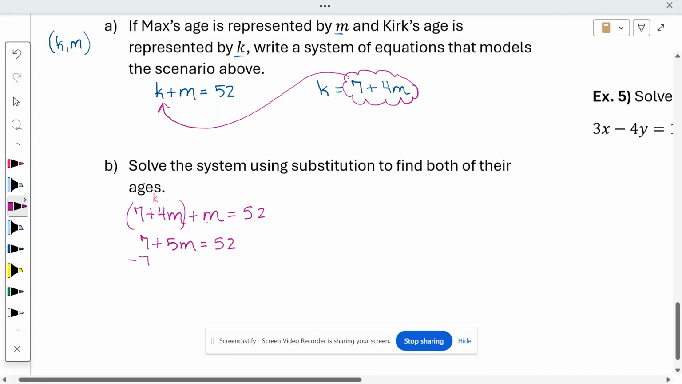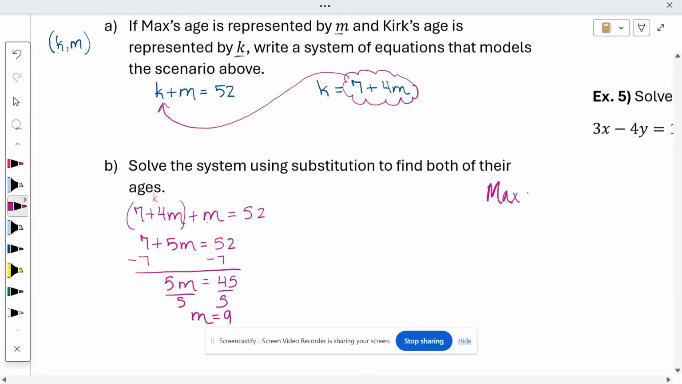Now I'm going to subtract 7 from both sides. 5M equals 45. Divide both sides by 5. And I find out that M equals 9, which means that Max is 9 years old.